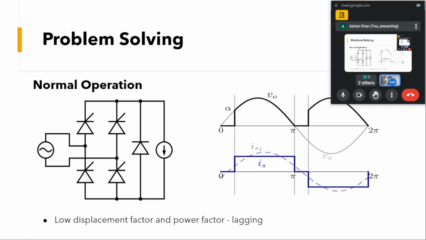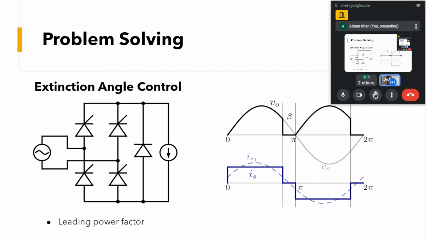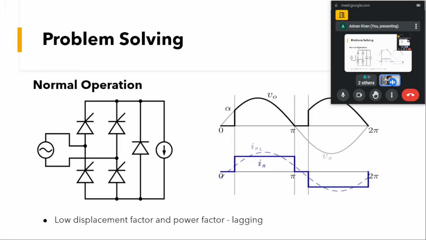You got it? The displacement factor is the cos of this angle, and the power factor is the fundamental RMS over the overall RMS times the cos phi of this angle. If we increase this alpha, this cos phi will decrease, which means our power factor will deteriorate. Now we will see the different control techniques. This was for the normal case.